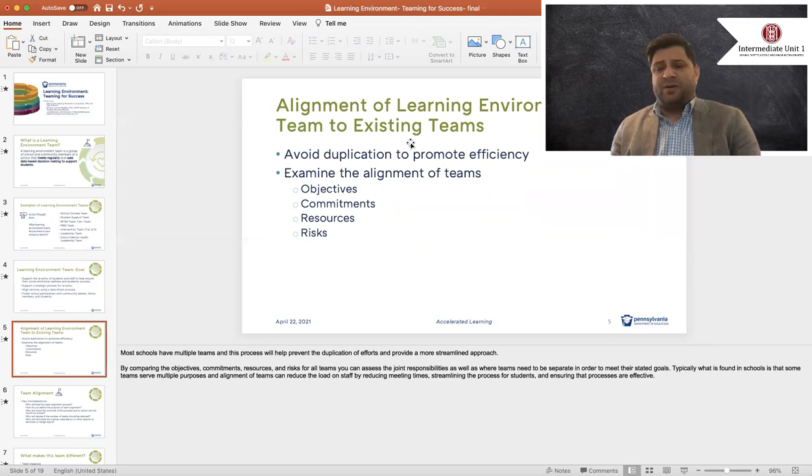Typically, what is found is that some teams serve multiple purposes, and the alignment of teams can reduce the load on staff by reducing meeting times, streamlining the process for students, and ensuring that the processes are effective. So again, we're really looking at breaking down barriers and silos and working smarter together, not harder.